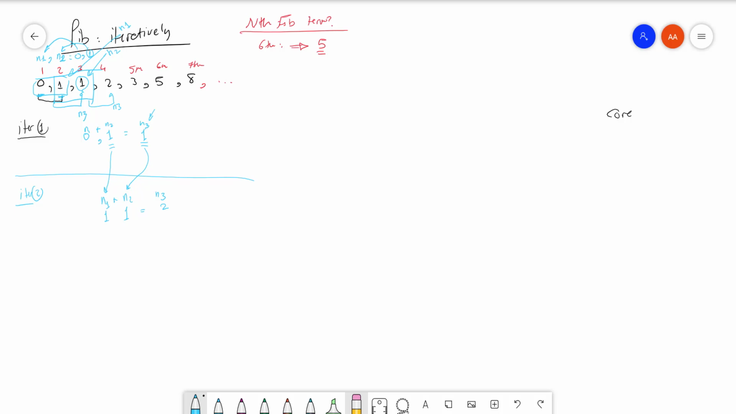Now, let's take a look at the third iteration, right? Notice that this is the sequence that we are working on right now. So what was n3 in the previous iteration is going to be n2. What was n3 is going to be n2, right?